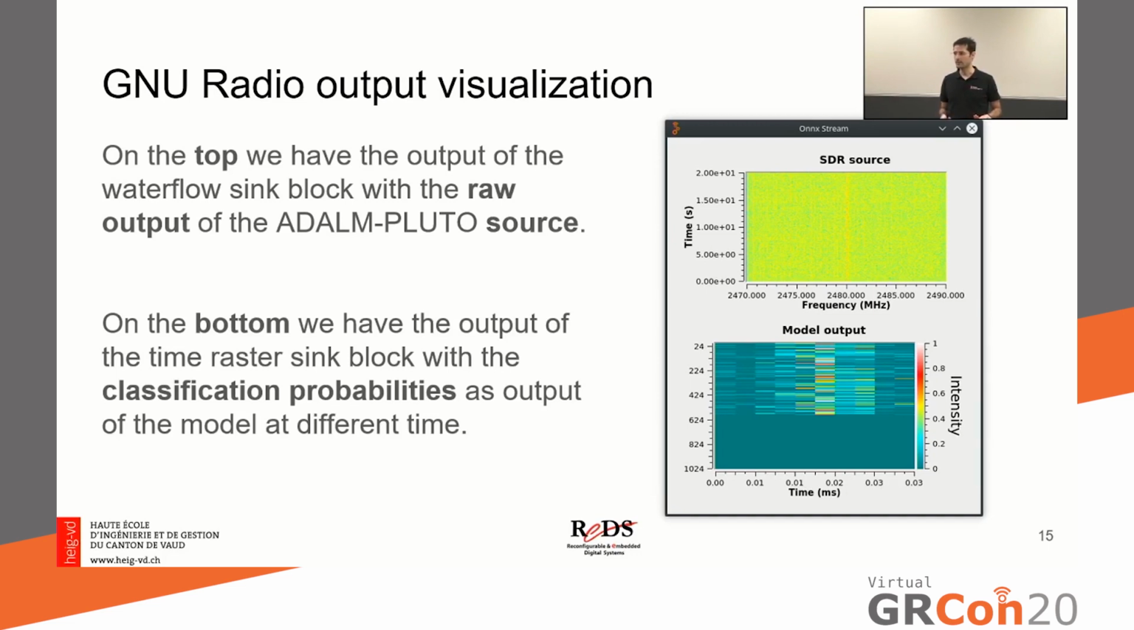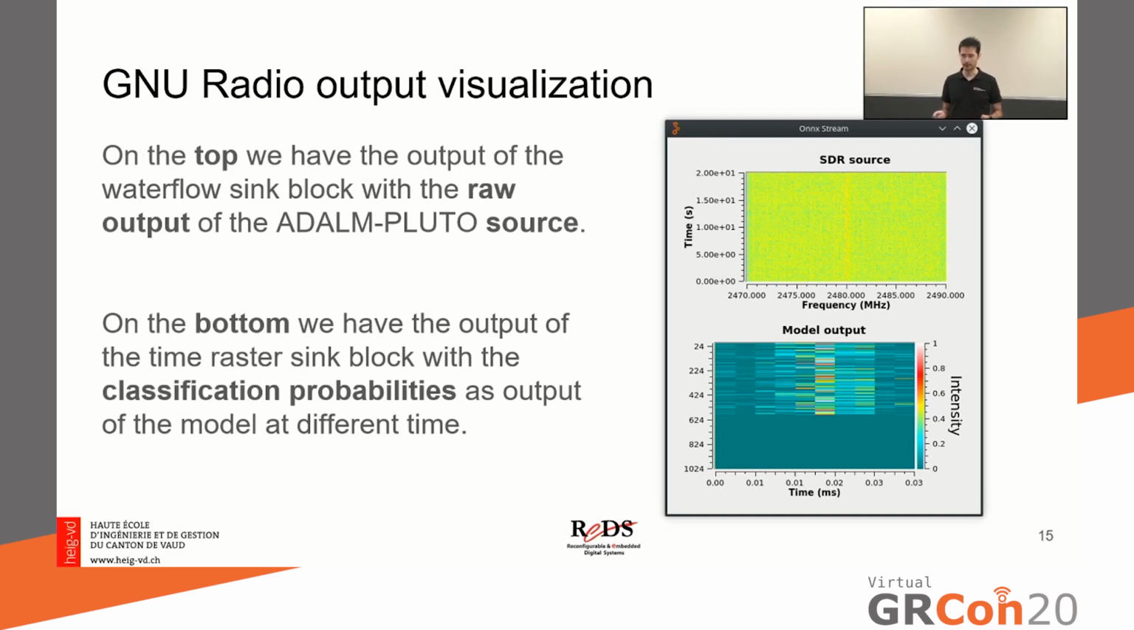Basically, to understand the time raster sink, you can find the time in the y-axis, and in the x-axis you will have the different labels used in classification. In this case, we are using 10 columns because we have 10 different modulations. So each column corresponds to one of the modulations that has been used for training. And the color in each time step in the y-axis represents the probability of belonging to that modulation.